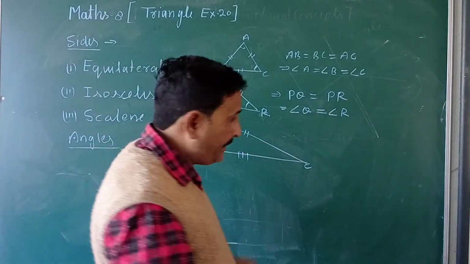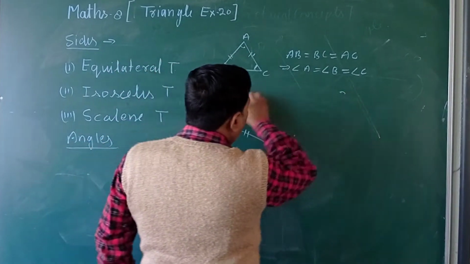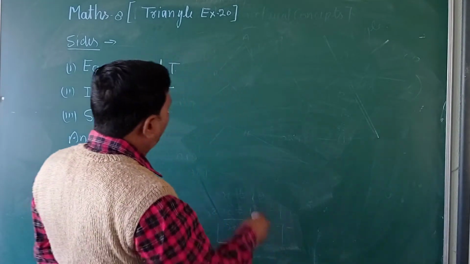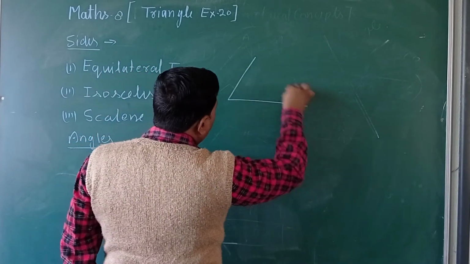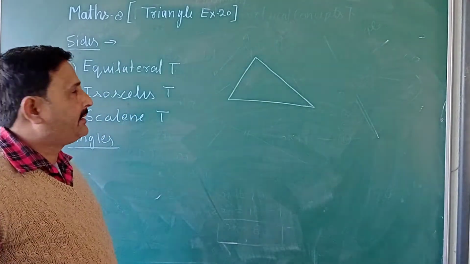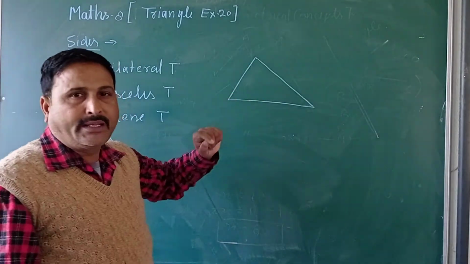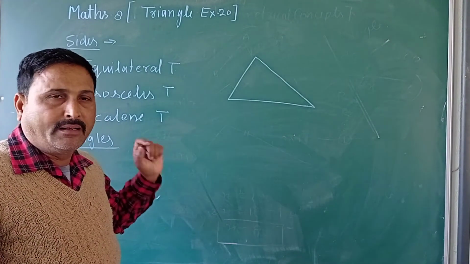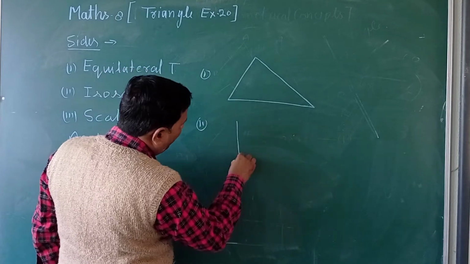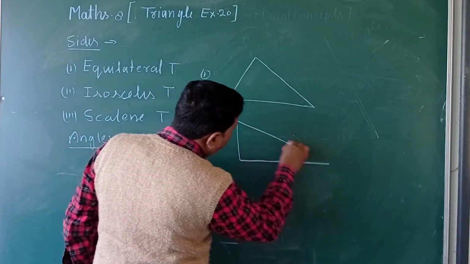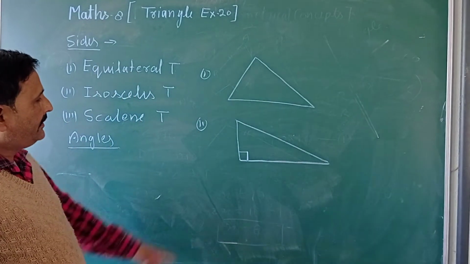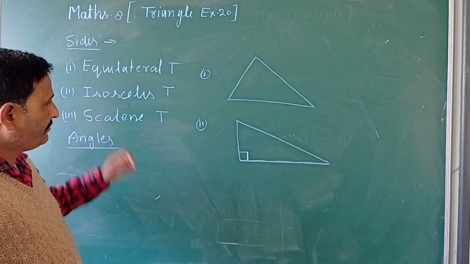First one, sorry, acute angled triangle. A triangle in which all the angles are acute, acute means less than 90 degrees, is known as an acute angled triangle. Second one, right angled triangle. A triangle in which one angle is 90 degrees, 90 degrees means right angle, is known as a right angled triangle.